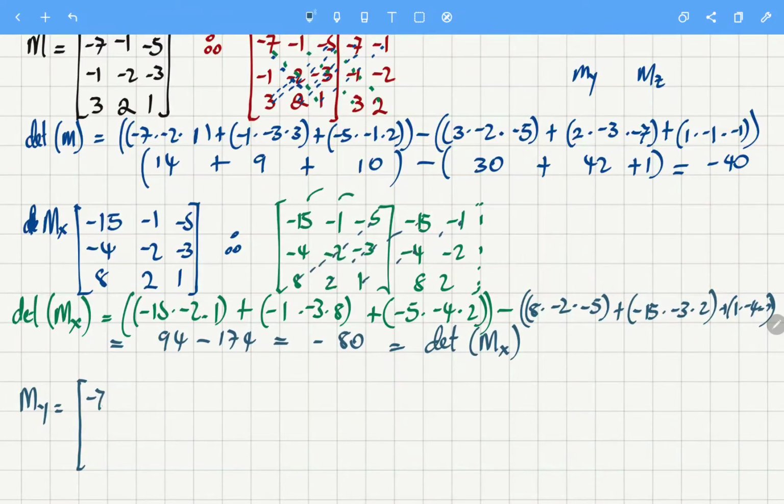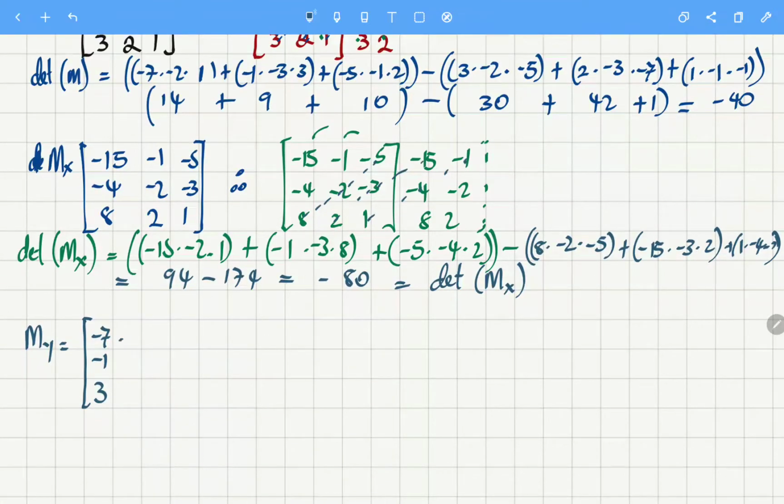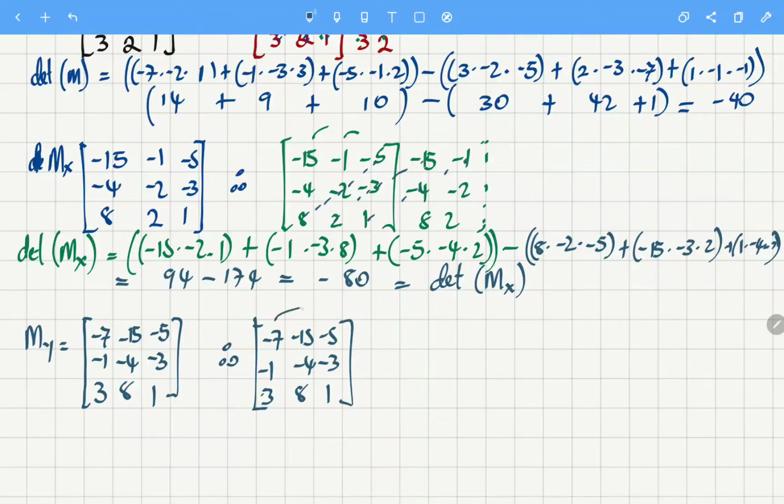Then my. So that's minus 7, minus 1, and then 3. And like I said, this column will now move into the middle, so that'll be minus 15, minus 4, 8, and then minus 5, minus 3, and then 1. Just following the same step as well: minus 7, minus 1, 3, minus 15, minus 4, 8, minus 5, minus 3, 1. And then these two columns come out: minus 7, minus 15, minus 1, minus 4, 3, and 8.